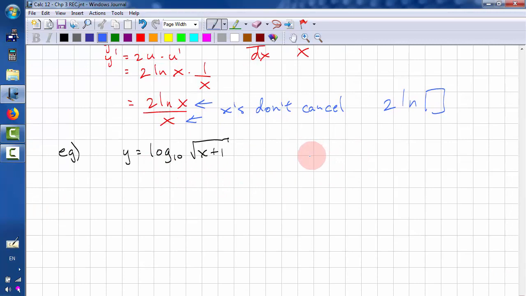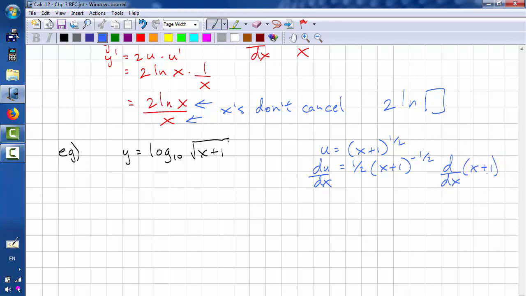Okay, again, let's look at doing a substitution. U equals x plus 1 to the power of 1/2. So du dx equals 1/2 x plus 1 to the power of negative 1/2. And d dx of x plus 1 is just 1. So this cancels out. We may want to rewrite this as 1 over 2 root x plus 1.